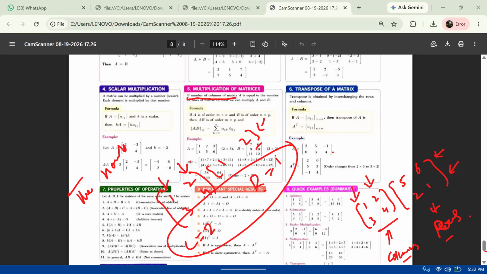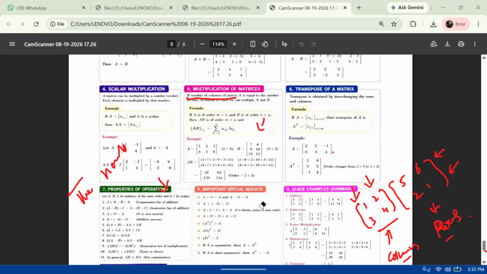For this case, as I write here, you can multiply these two matrices. So how can you multiply? You just multiply this row with this column. Look here, you multiply 1 with 5, it gives you 5, and then you put the plus sign. Then you multiply this element 2 with 2, it gives you 4.